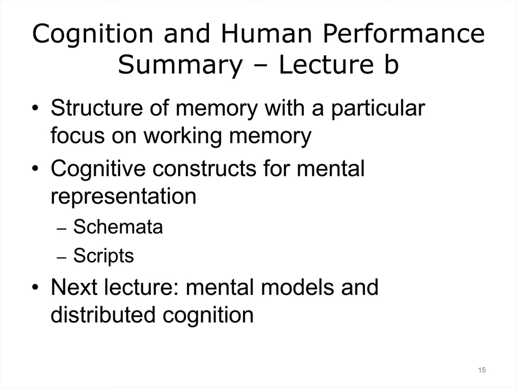This concludes Lecture B of Usability and Human Factors, Cognition and Human Performance. In this lecture, we examined the structure of memory with a particular focus on working memory and considered cognitive constructs for mental representation, including schemata and scripts. In the next lecture, we will examine another form of cognitive construct, mental models. In addition, we will introduce the distributed cognition approach.